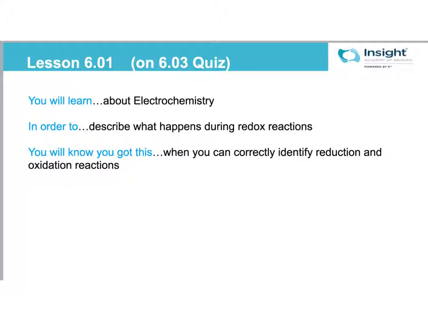Today we begin Unit 6. So Unit 6 is all about electrochemistry. By the end of this recording, hopefully you'll have an idea of what goes on during a redox reaction. All right, and you'll know you got this when you can correctly identify reduction and oxidation reactions and kind of like sort them.